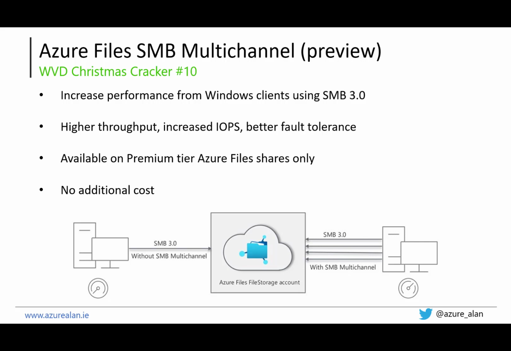But this new feature will allow you to actually use 4 channels instead of the 1. That will give you higher throughput, increased IOPS, and better fault tolerance. And the good thing is this doesn't cost you any more. So this is going to be a no-brainer, again, because this is a preview feature. You have to opt into it, and it's not recommended for production use just yet. But this will be something that you'll definitely want to enable once it goes into general availability.